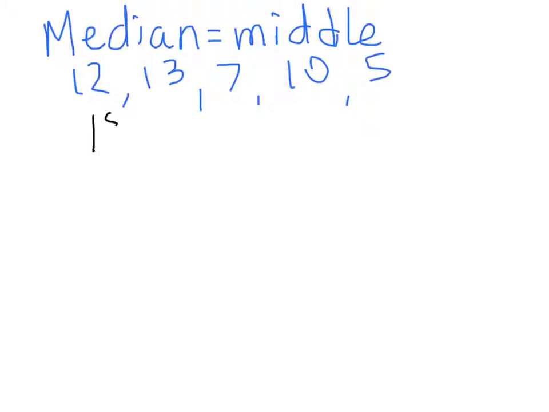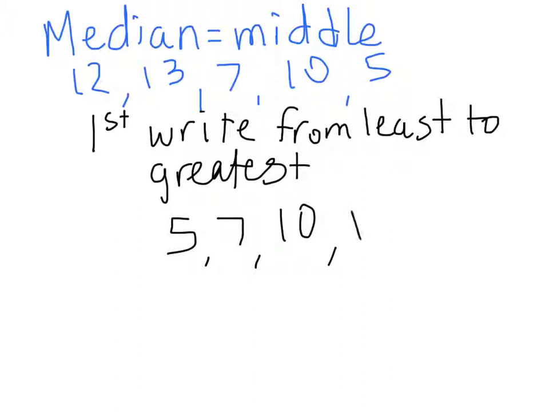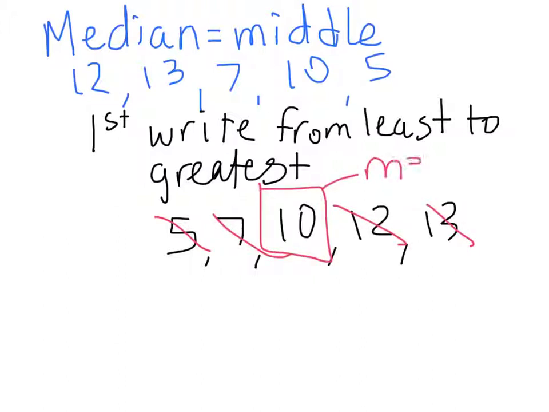So the first step is to write from least to greatest. If we write those numbers from least to greatest, we have 5, 7, 10, 12, and 13. And you notice that I'm dividing each of those numbers by a comma. When you do that, you break them off one at a time to find the middle number, which is 10, and that is your median. Everybody here should be taking notes.